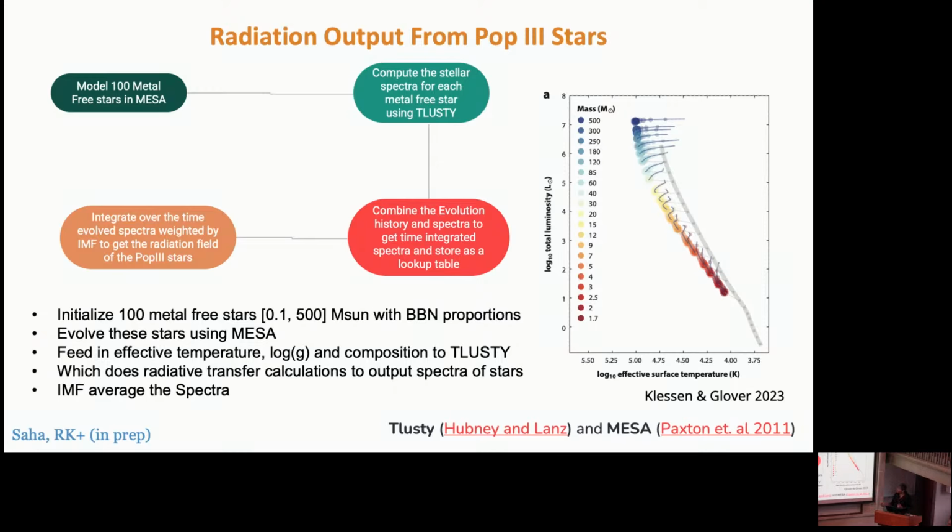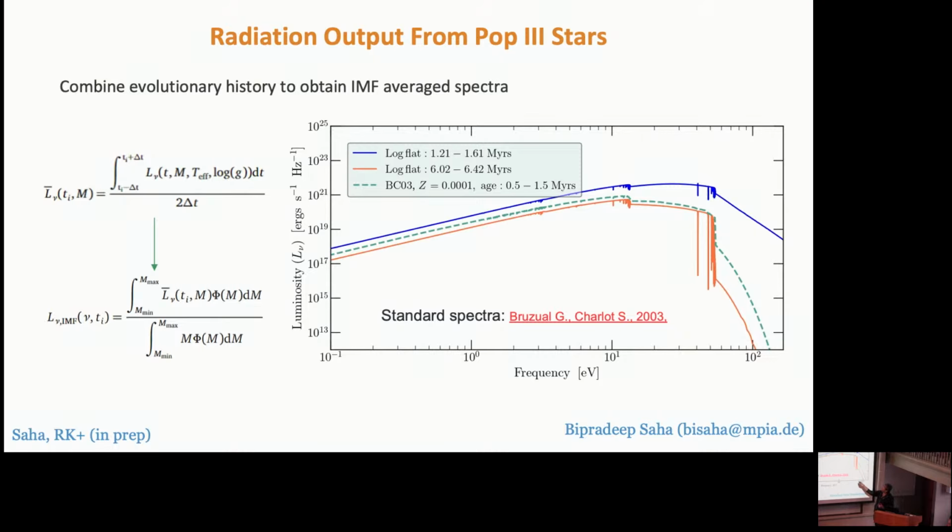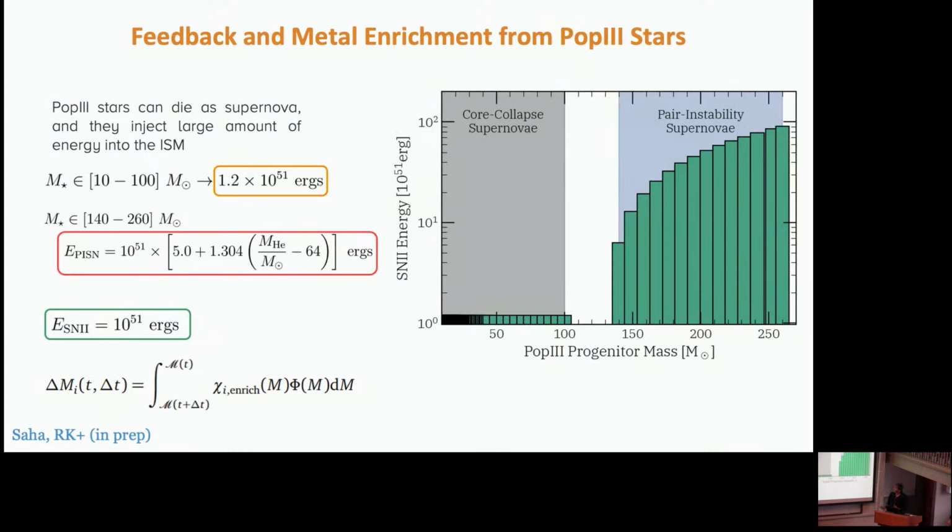Okay, and so the output we get is this one here. The blue line is the radiation output of POP3 stars, assuming a log-flat IMF, and the green line is the BC03 IMF, which is the Bruzual and Charlot 2003 IMF of just POP2 or POP1 stars, what you already use. You can immediately see that we have higher radiation, and we also have much harder radiation in these POP3 stars.